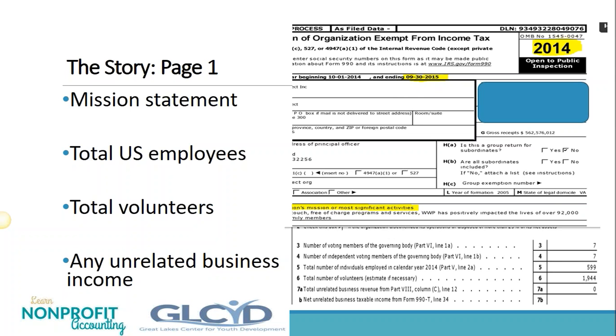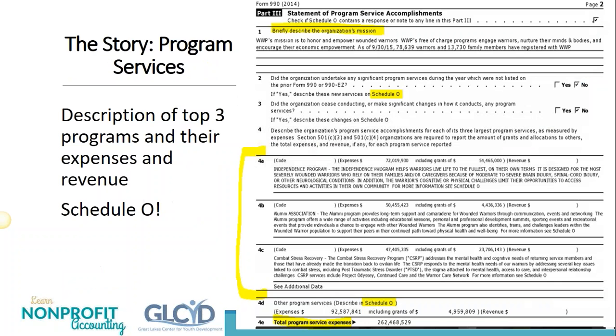And unrelated business income, there's a lot more discussion that can be had about it, but it's basically income that comes in that's not related to the mission of the nonprofit, even though it can be used for the mission, but the revenue is not related to the mission.